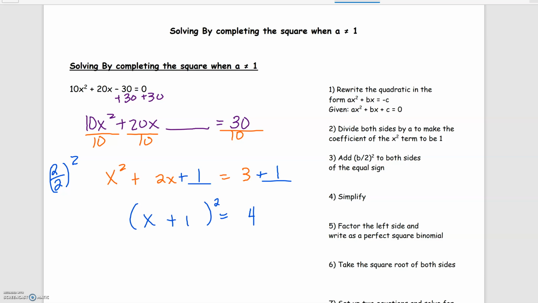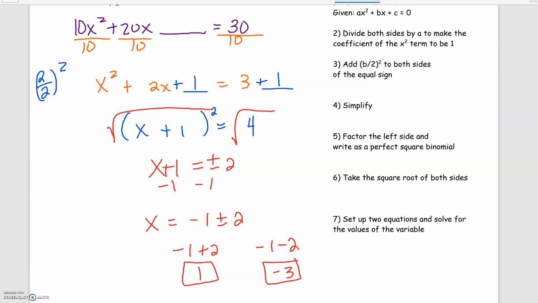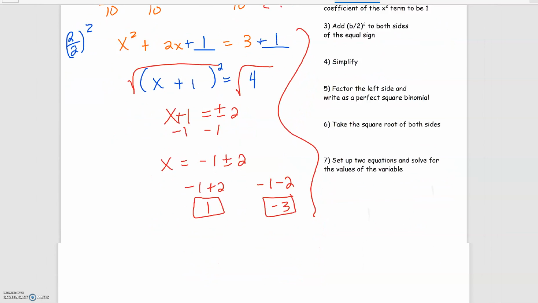And then 3 plus 1 is 4. And then we're going to square root. And so x plus 1 equals plus or minus 2. And then we are going to subtract that 1. X equals -1 plus or minus 2. So we can take -1 plus 2 and -1 minus 2 and get our 1 and -3. So all these steps are still the same. It's just this additional step here where we had to divide out to make that coefficient 1.